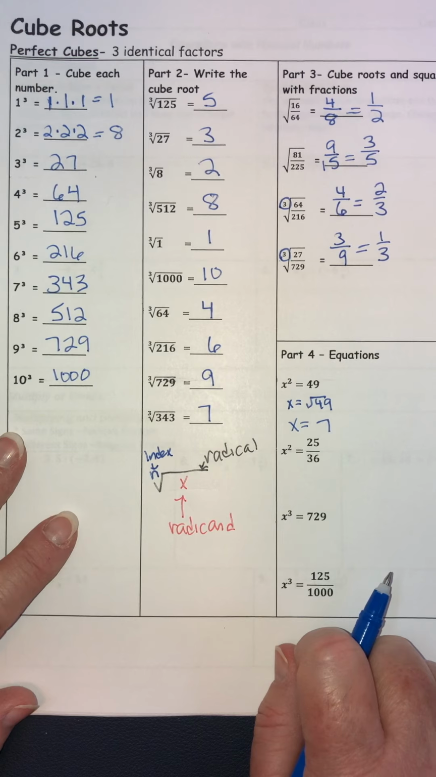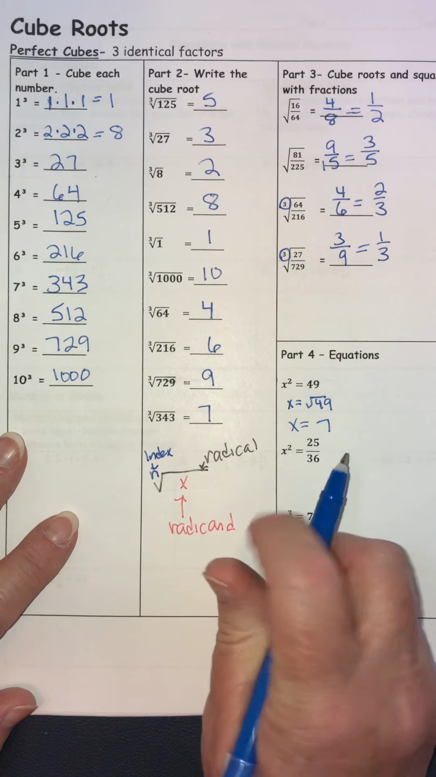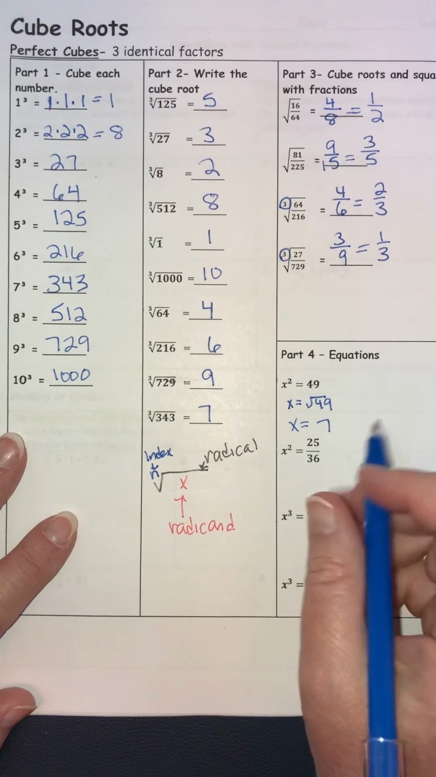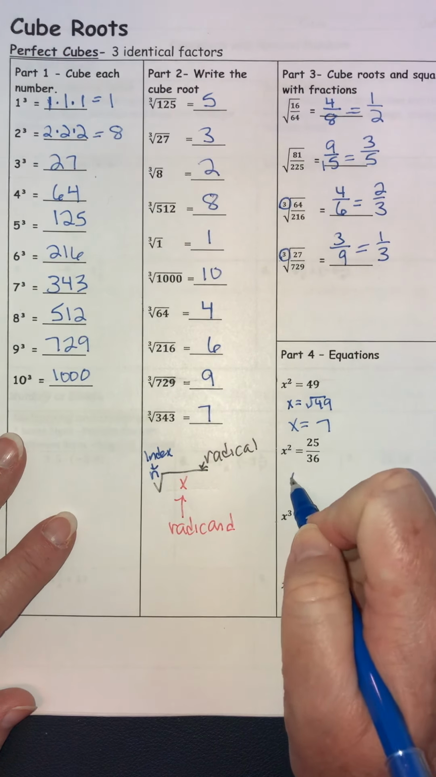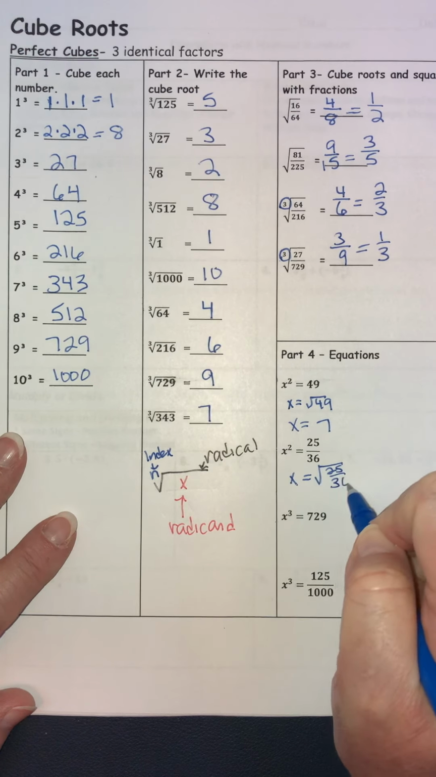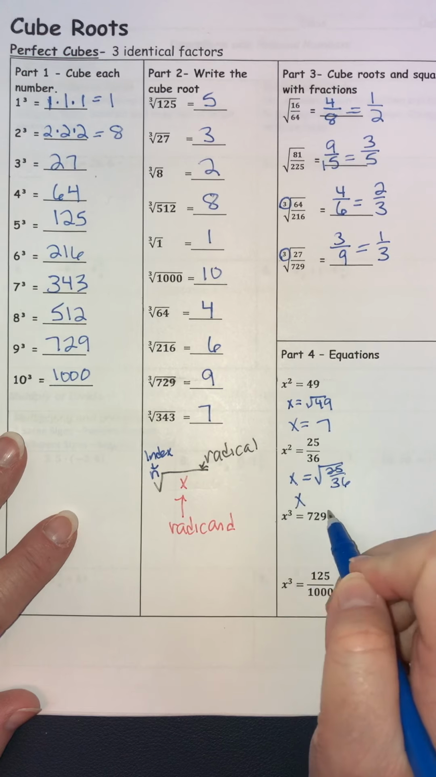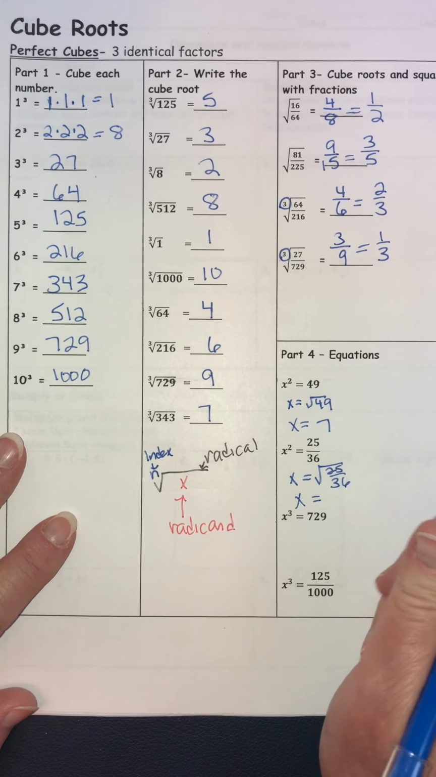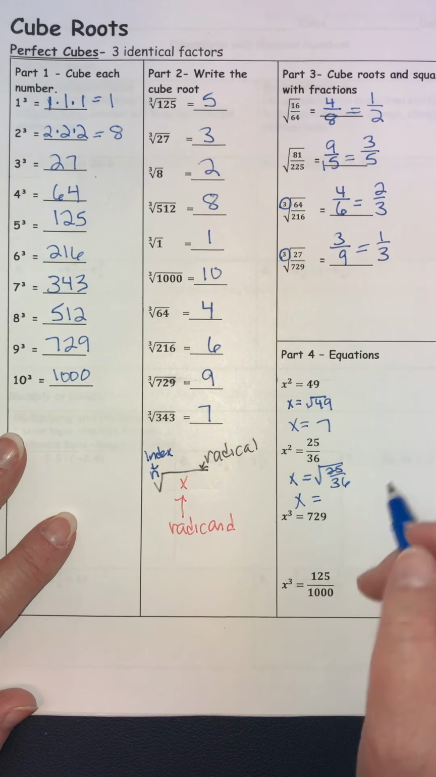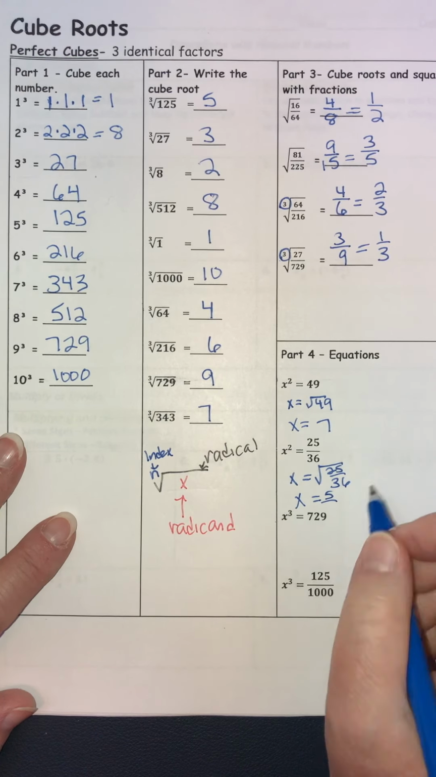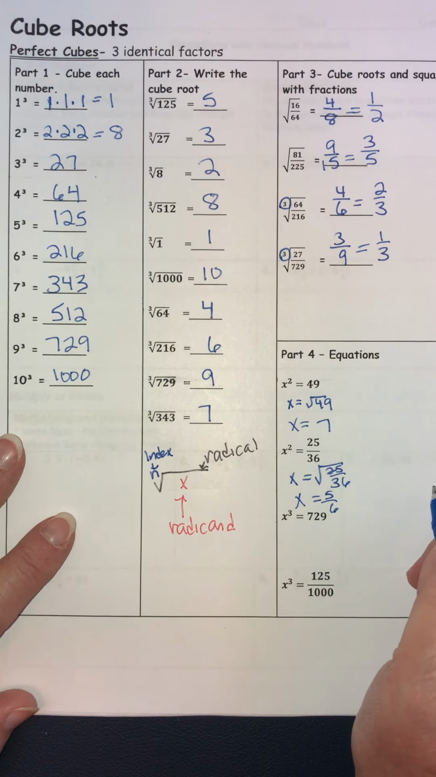Okay, next one. X squared equals 25 over 36. Now again, I have to use my inverse of x squared, which is the square root. So the square root of x squared is just x. And then I have to find the square root of 25 over 36. And I know when I have a fraction, I'm finding my square root of my numerator and then my square root of my denominator. And here, square root of 25 is 5, square root of 36 is 6, which gives me my final answer of 5/6.